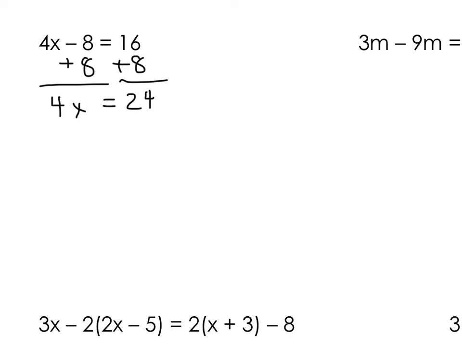Now we can multiply or divide. We're going to divide by 4. That will isolate the x. The 4's cancel, and we have x equals 6.